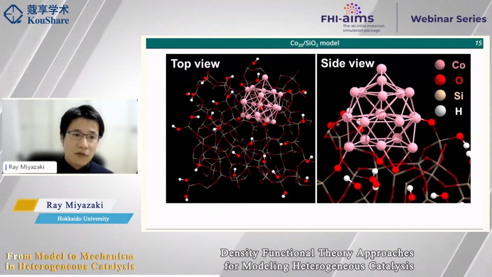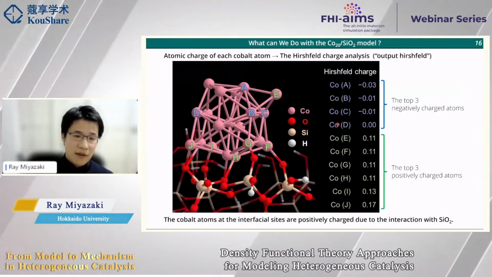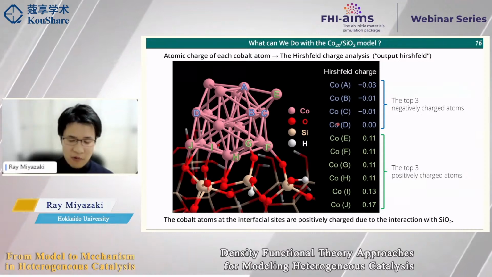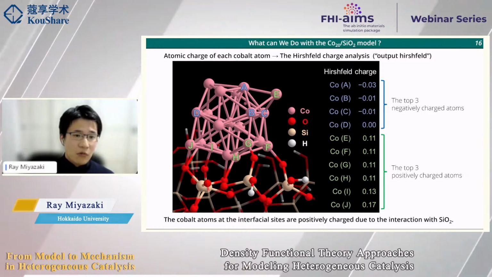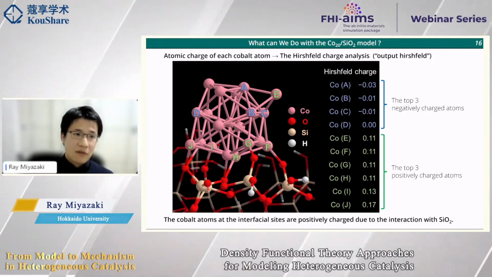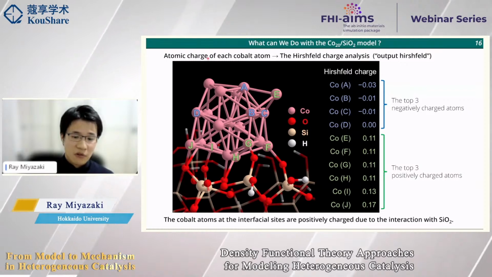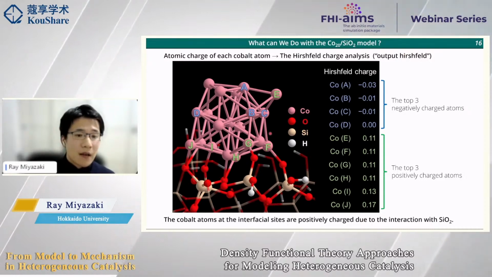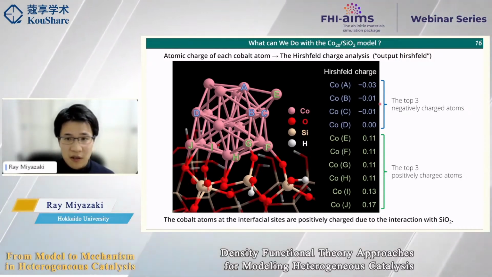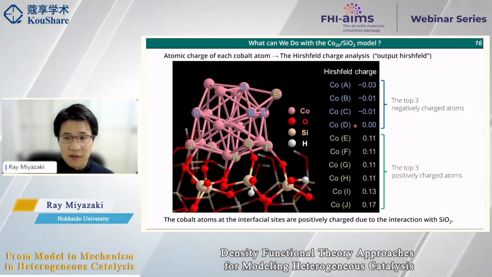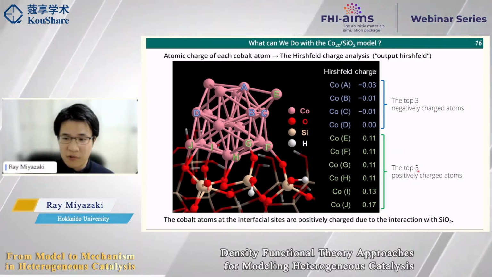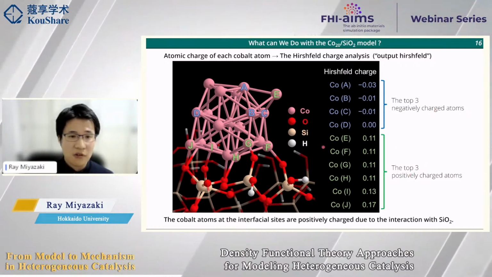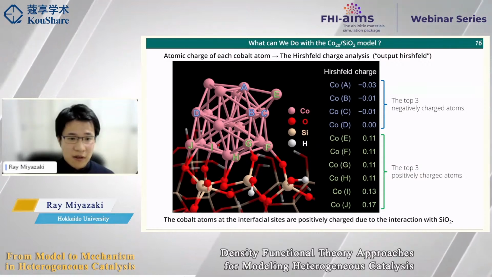The next question is, now that we have this kind of theoretical model for the cobalt catalyst, what can we do? First, of course, we can investigate the electronic structure. Here, I investigated the atomic charge of each cobalt atom. I show the result of the Hirschfeld charge analysis, and I picked up the top 3 negatively charged cobalt atoms and the top 3 positively charged cobalt atoms. The blue ones are negative, and the green ones are positive.